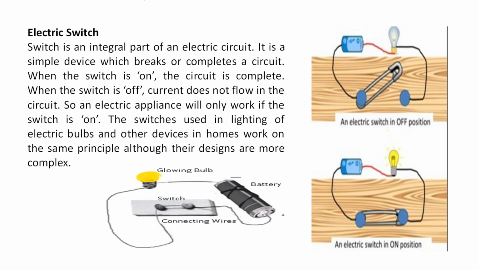So let's see what is an electric switch. A switch is an integral part of an electric circuit. It is a simple device which breaks or completes the circuit. Okay, when you switch on, the circuit is complete. Why is the circuit complete? Because the bulb will glow. When the switch is off, current does not flow. So an electrical appliance will only work if the switch is on.